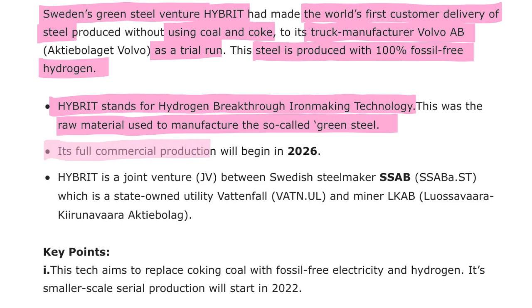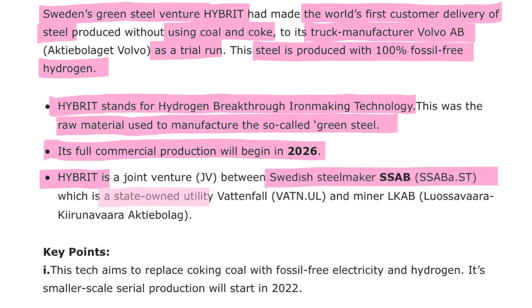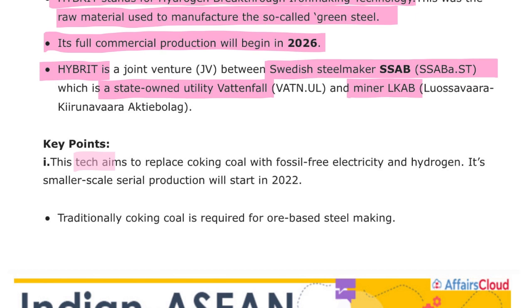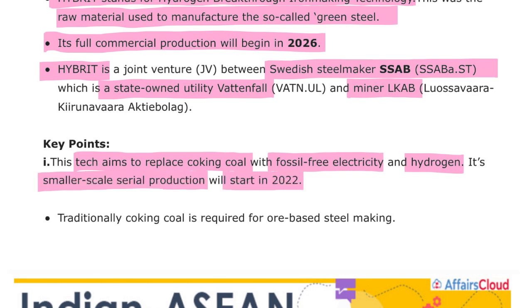Its full commercial production will begin in the year 2026. HYBRIT is a joint venture between Swedish steelmaker SSAB, state-owned utility Vattenfall, and miner LKAB. Coming to the key points, this tech aims at replacing coking coal with fossil-free electricity and hydrogen. Its smaller scale serial production will start in the year 2022.